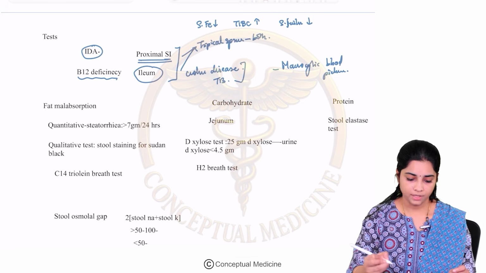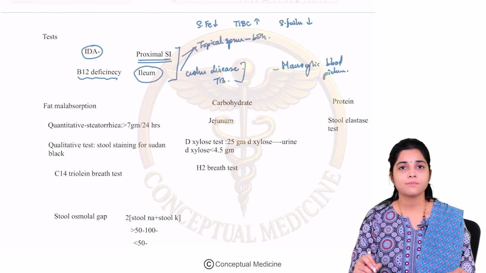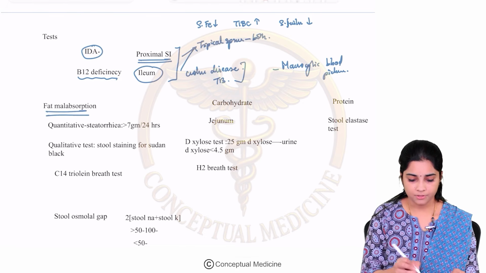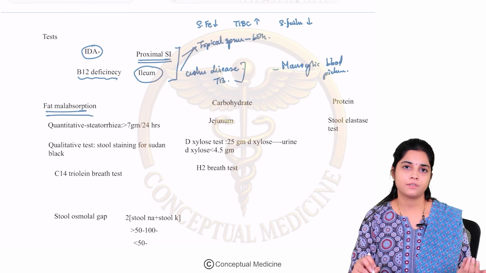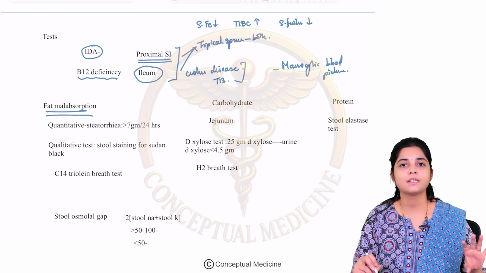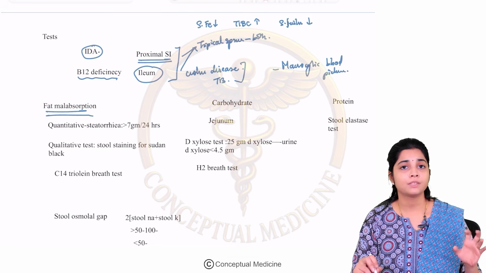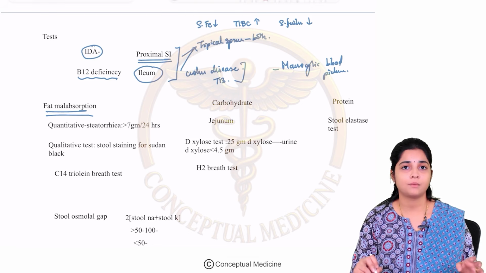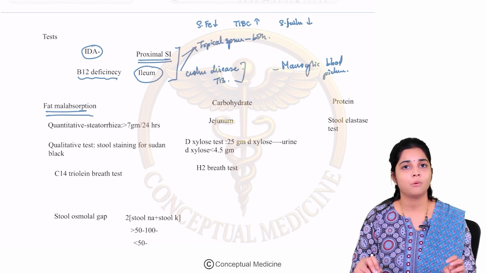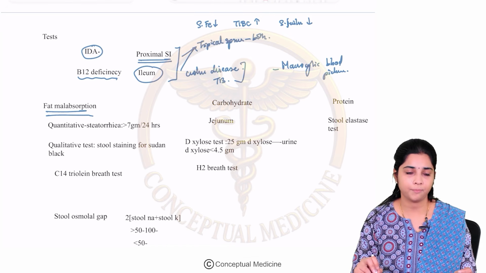Okay, fine. Then, what are the tests we do for fat malabsorption? Till now, we were looking at your general profile, what are the kind of deficiencies and how will you have a clinical diagnosis of malabsorption. Now, there are specific tests to look for fat, carbohydrate and protein malabsorption. What are those tests we will look at?